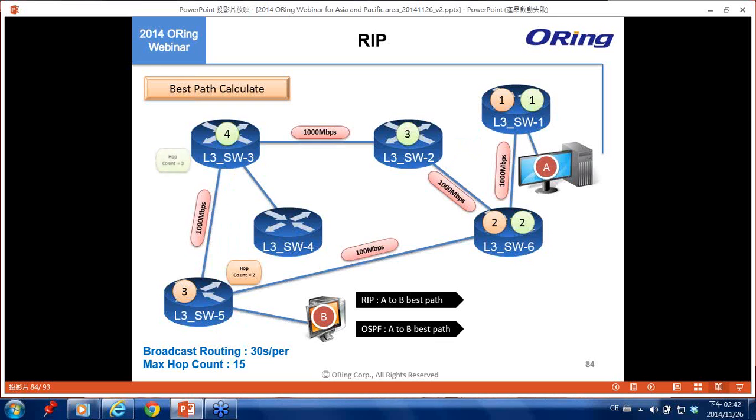If we are using another routing protocol, such as OSPF, it will choose the best path by using speed and cost. But now we don't want to discuss OSPF, so just pass it.